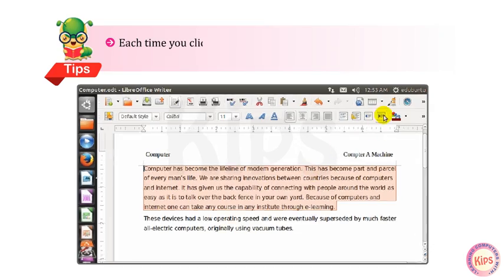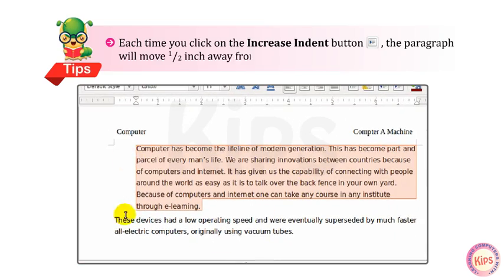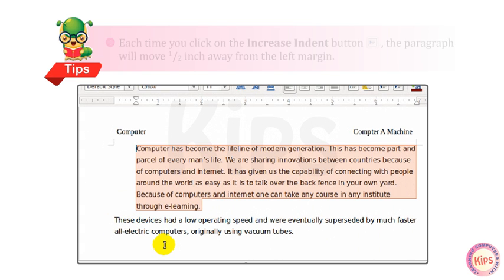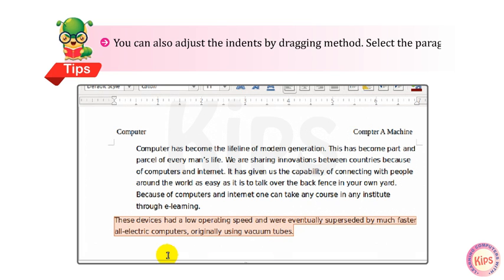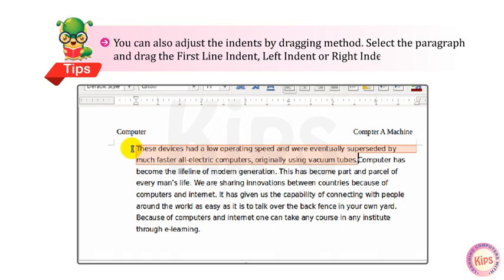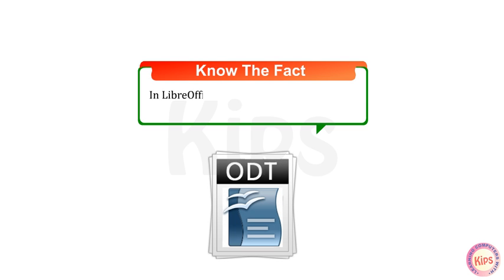Let us share some important tips. Each time you click on the Increase Indent button, the paragraph will move 1 inch away from the left margin. You can also adjust the indents by dragging method. Select the paragraph and drag the first line indent, left indent or right indent on the ruler bar. Time for fact file. In LibreOffice Writer, a file is saved with an extension .odt.